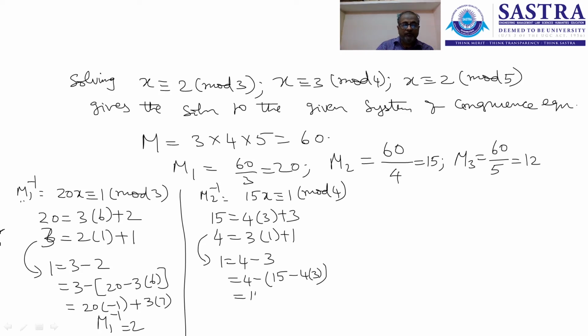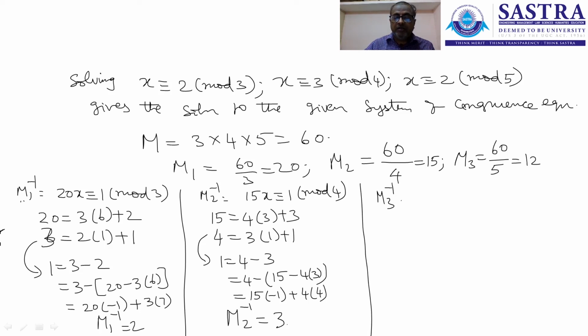Which would be 15 into minus 1 plus 4 into 4, and this gives you m2 inverse is equal to 3. Okay, m2 inverse is 3. Now what we have to do is calculate m3 inverse. So now what will be m3 inverse? M3 inverse would be 12x congruent to 1 mod 5.